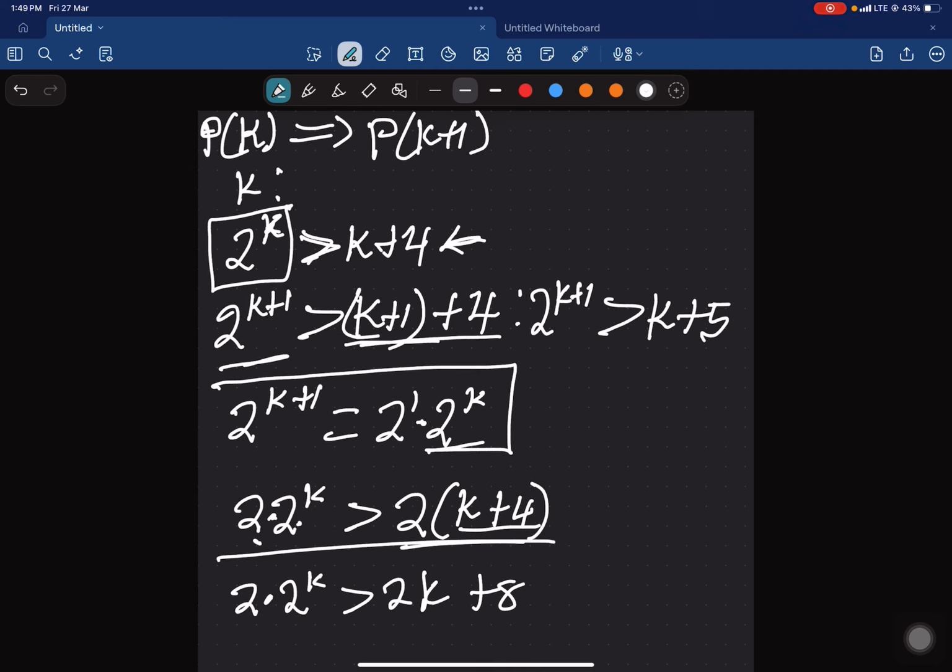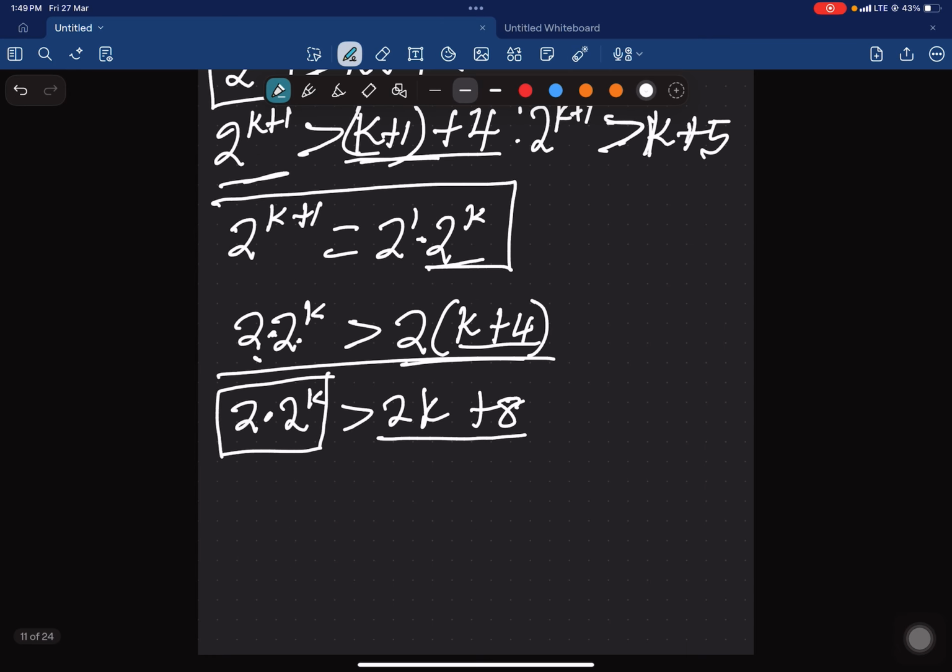Now, we're able to work through and see that 2 to the power k+1, which is this term over here, which is the same as 2 multiplying 2 to the power k, we're able to verify that 2 to the power k+1 is greater than 2k+8. This is what we've come to arrive at. But what we are trying to prove is that 2 to the power k+1 is greater than k+5.